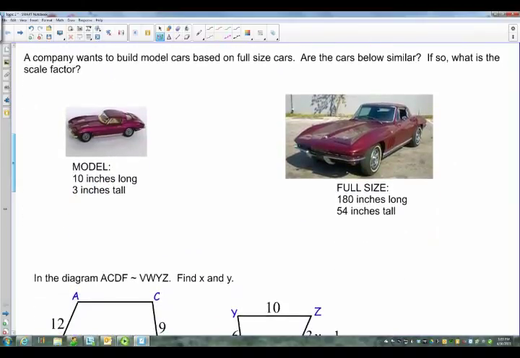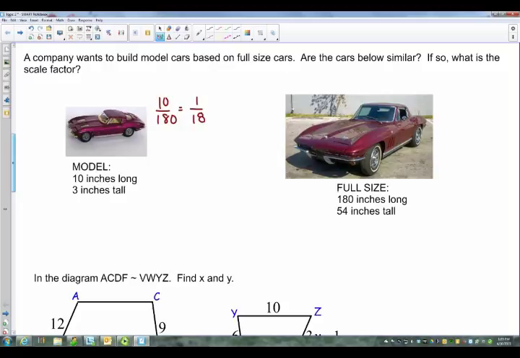A company wants to build model cars based on full-size cars. Question is, are the cars below similar? And if so, what's the scale factor? Alright, so let's check it out. So here's the two cars. I got a model car that is 10 inches long, and the full-size car is 180 inches long. Okay, so if we think of it as model over full, I've got 10 over 180, and if we reduce that down, I get 1 to 18.